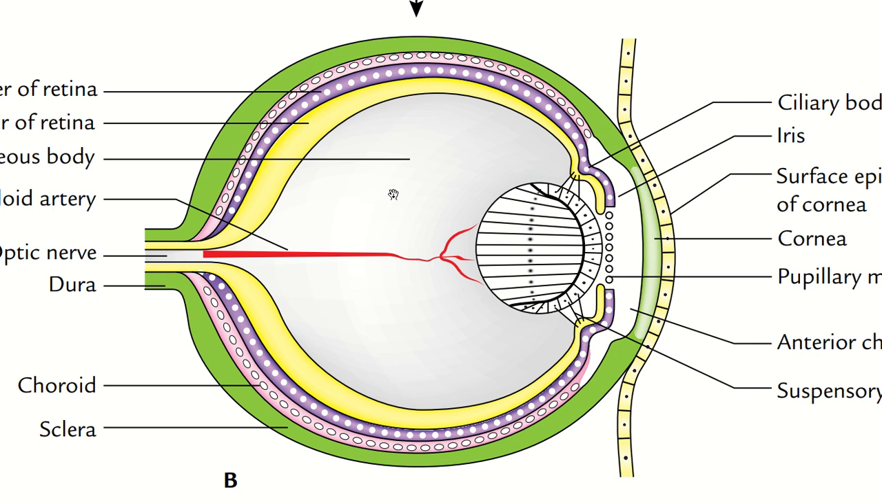You have your posterior four-fifths, that's your pars optica retinae, that will form your rods and cones, this whole layer, right? Rods and cones. And then you're going to have a short layer anteriorly, which we call the pars ceca retinae, which will be divided into two. That's your pars ciliaris retinae and your pars iridica retinae. Pars ciliaris retinae will form your ciliary body. Your pars iridica retinae will form your inner layer of the iris.